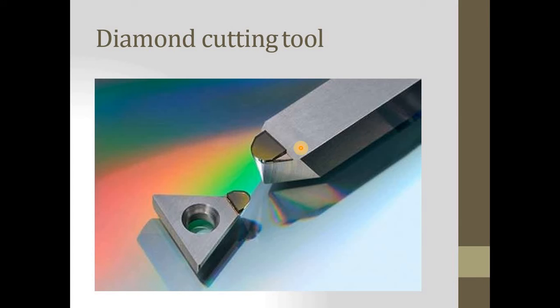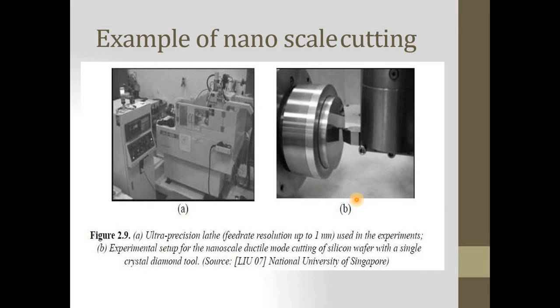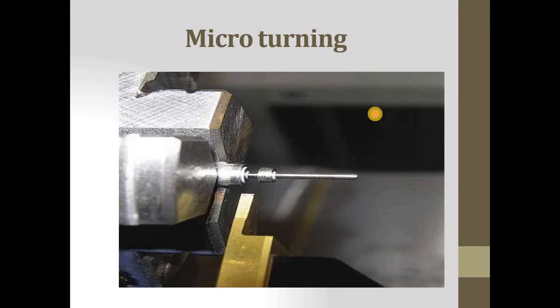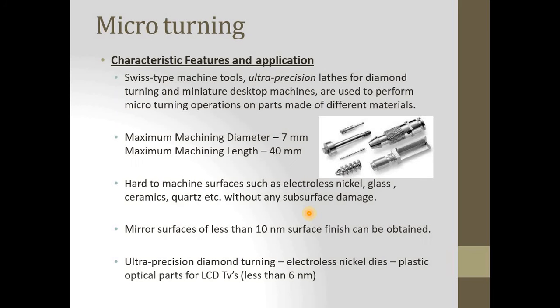So these are the different types of diamond cutting tools used. This is a sample for nano cutting. Examples of nanoscale cutting are ultra precision lathes. Look at this, this is the ultra precision lathe used in the experiment. This is the experimental setup for the nanoscale ductile mode cutting of a silicon wafer with a single crystal diamond tool. Look at this for micro turning. You can see very accurate and small cutting is done using nano micro cutting.